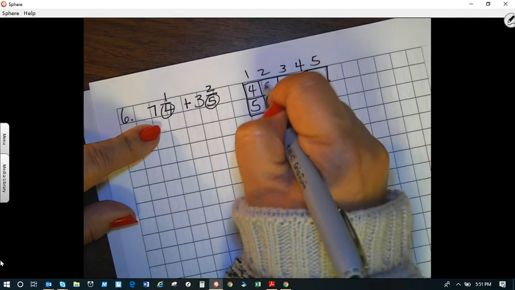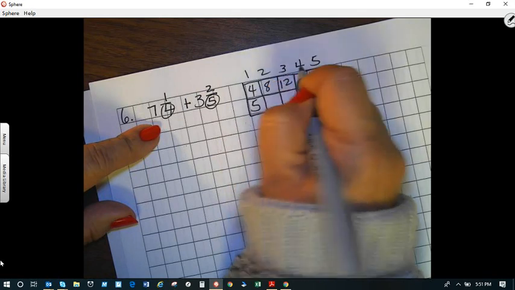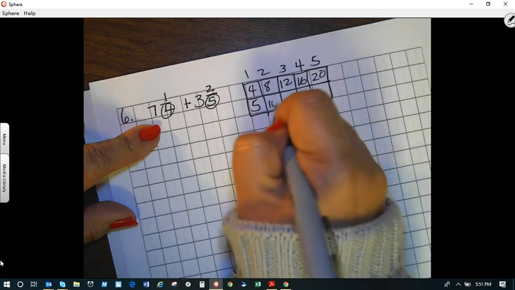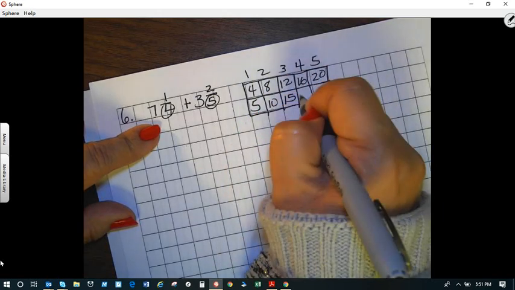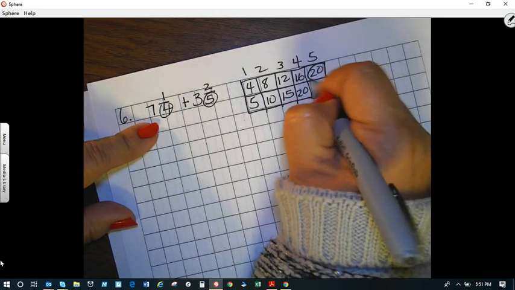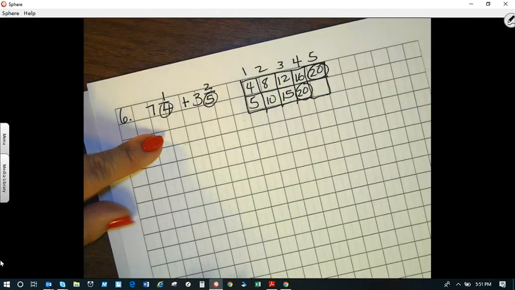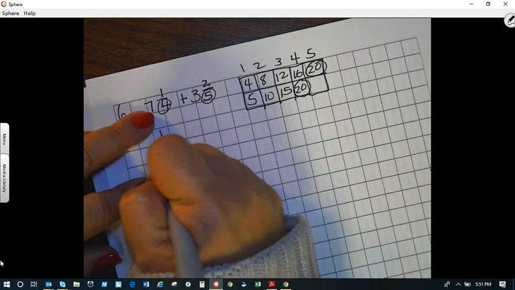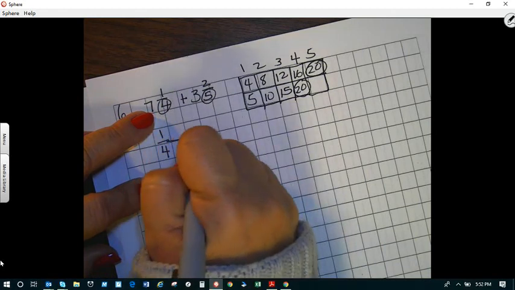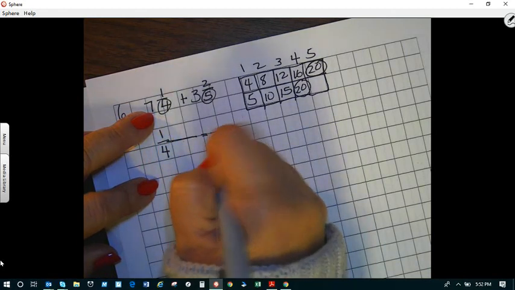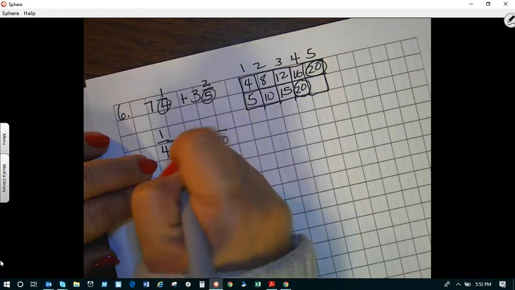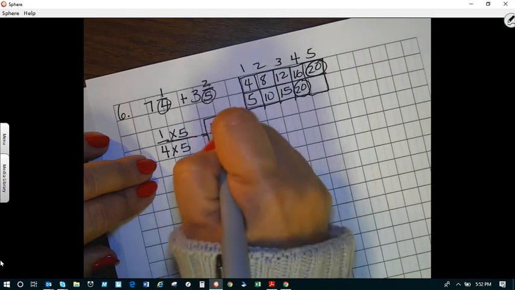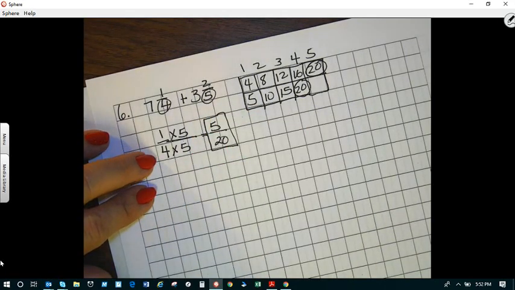4 times 2 is 8. 4 times 3 is 12. 4 times 4 is 16. And 4 times 5 is 20. Okay, 5 times 2 is 10. 5 times 3 is 15. 5 times 4 is 20. So now I found my common denominator, which is 20. I'm going to take my first fraction, 1/4. I'll do it this way, change that to a 20. So it's going to be 4 times 5. Whatever I do to the denominator, I must do to the numerator. So now my new fraction is 5/20, because 1 times 5 is 5.